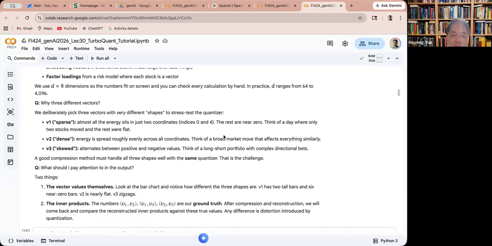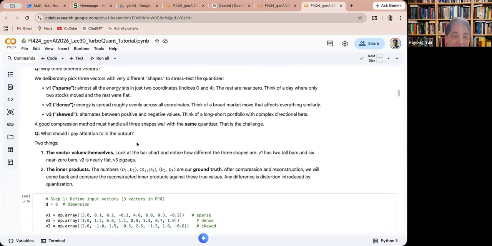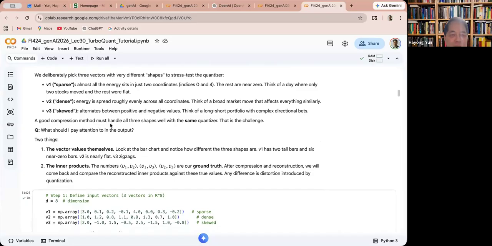But if you think about it, here the sparse one, the rest are near zero, meaning that it's a day where only 2 stocks move and the rest stay flat, something like this. Whereas here it's all the stocks moved, something like this. And a good compression must handle all 3 shapes well with the same quantizer, meaning where to slice, to discretize the grid.